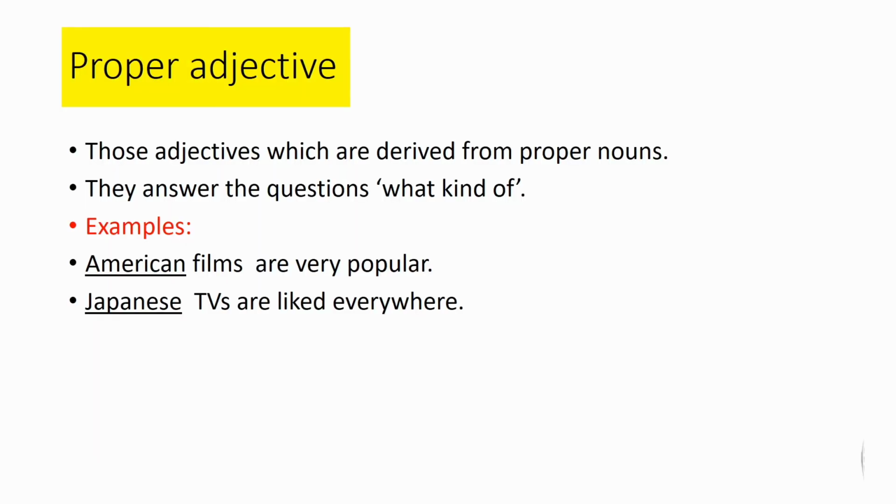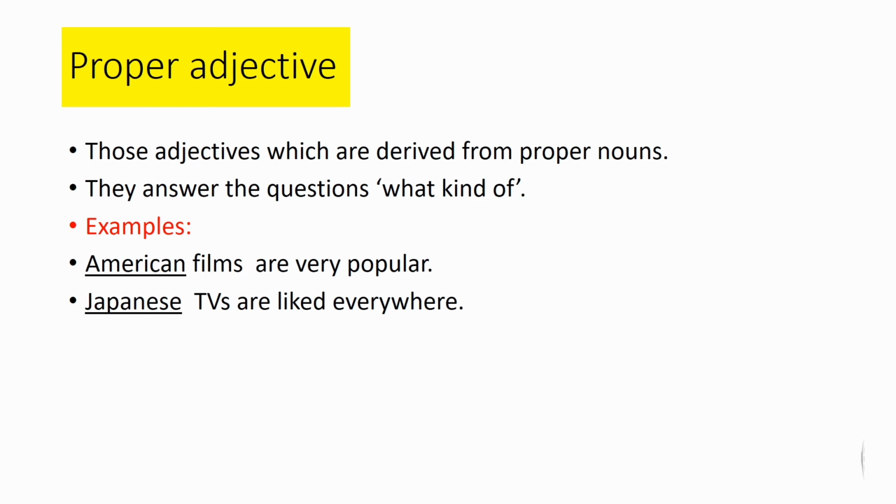Now moving to another type of adjective, which is the proper adjective. Those adjectives which are derived from proper nouns are called proper adjectives. They answer the question what kind of. So simply we can say those adjectives which are derived from a proper noun are called proper adjectives, like French wines, Turkish tobacco, and Indian tea.